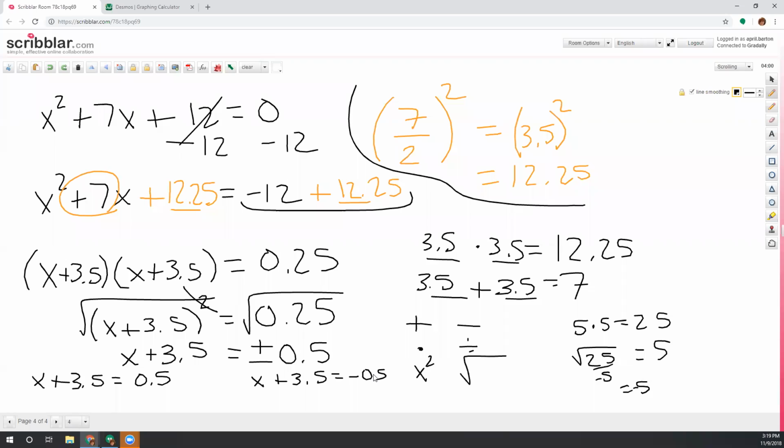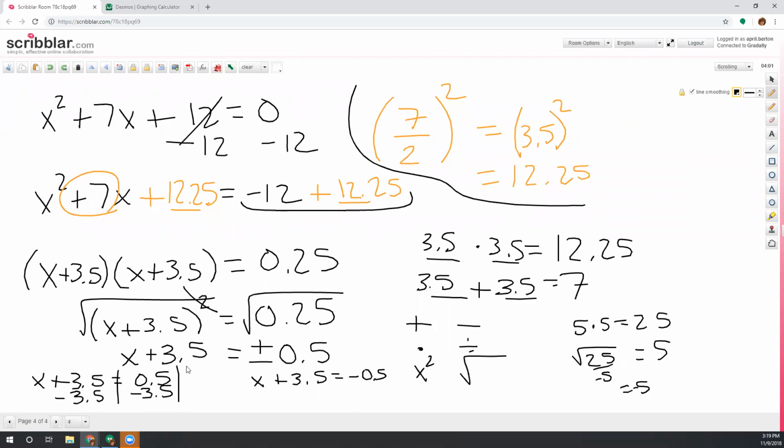So now we do opposite operations again. So when we solve an equation, x plus 3.5 equals 0.5, what opposite would we do to get rid of the 3.5 and move it to the other side? If you want to answer, you can type it into the chat box, or you can unmute yourself and answer. And we got an answer in the chat box. You're correct. We want to subtract 3.5 from both sides.